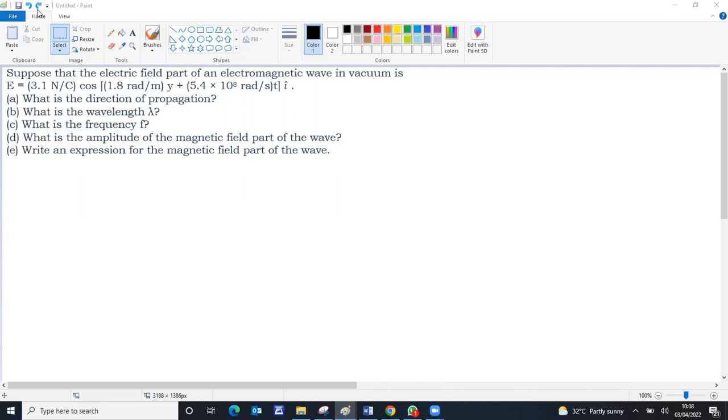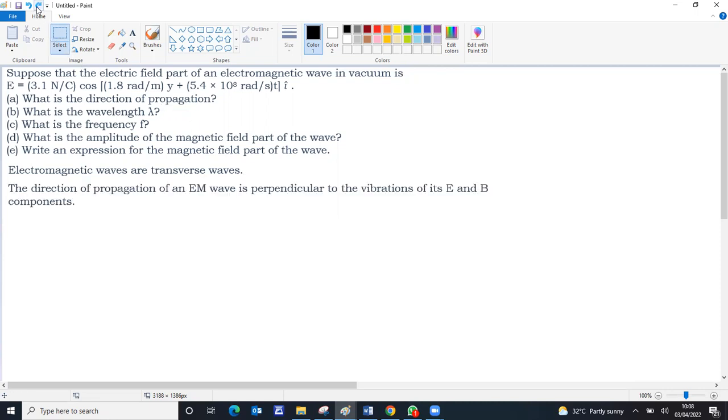So that's the first introduction. A basic fact: electromagnetic waves are transverse waves. That indirectly means the electric field component and the magnetic field component are perpendicular to the direction of propagation of the electromagnetic wave. The electromagnetic wave moves at an angle of 90 degrees, normal to the electric field component vibration and the magnetic field component vibration.